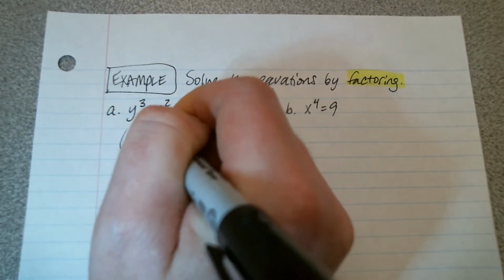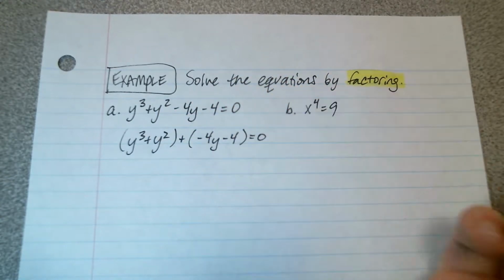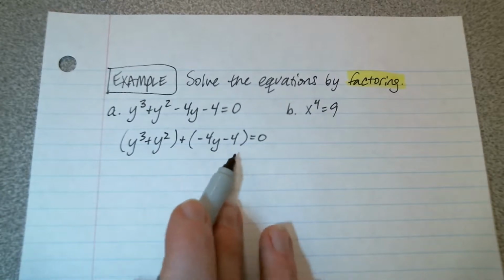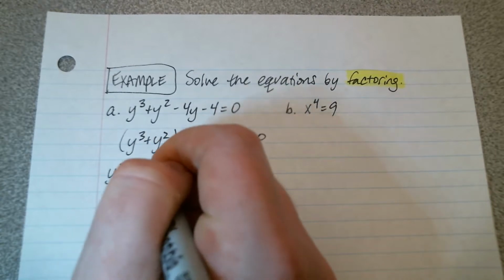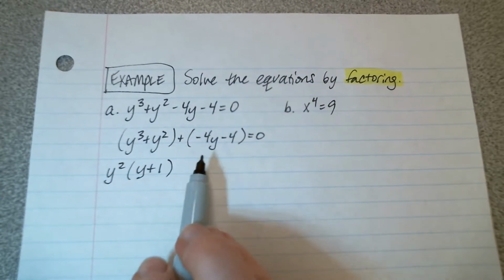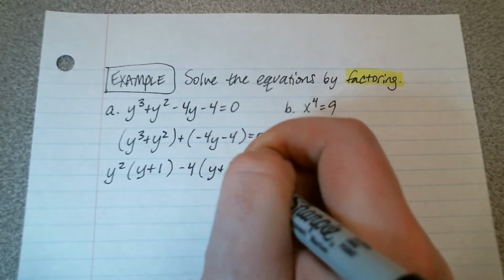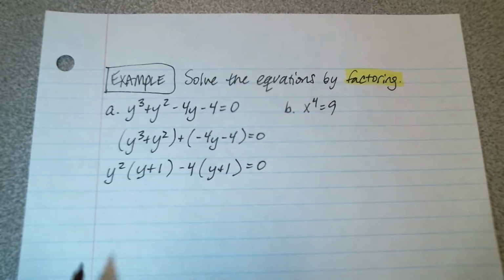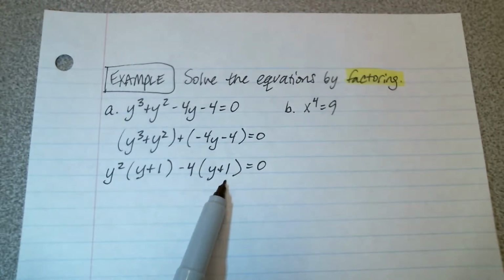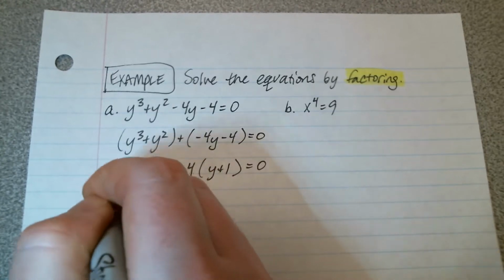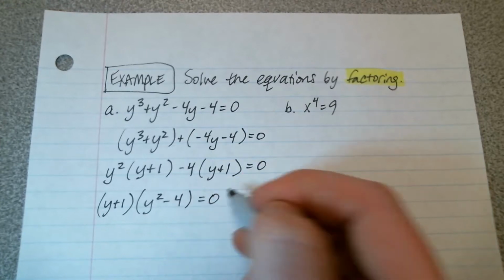I'm going to group terms together that have something in common and then factor out the greatest common factor of each group. The greatest common factor of the first group is y squared, leaving behind y plus 1, and the greatest common factor of the second group is -4, leaving behind y plus 1. The greatest common factor of this term and this term is y plus 1. When I factor that out, I'm left with y squared minus 4.